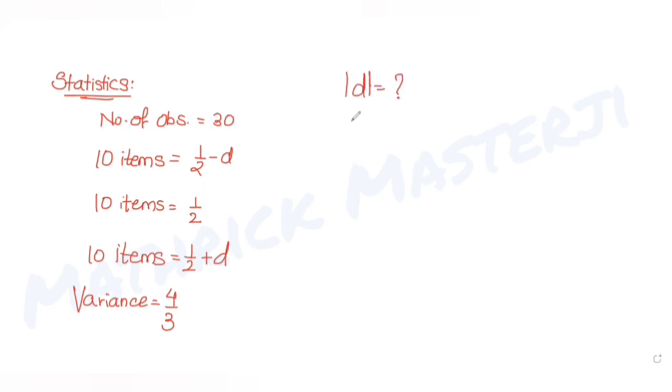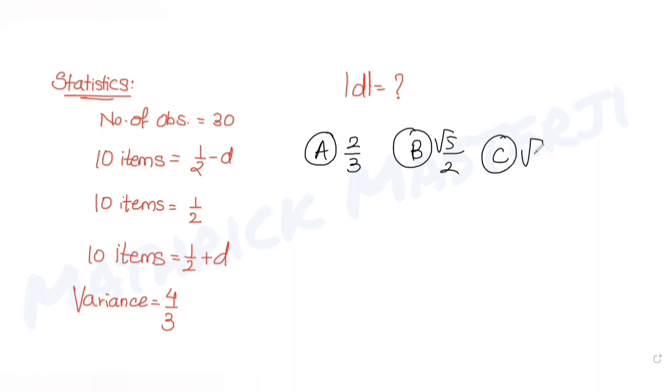So we need to figure this out. The answer choices given to us are: 2 over 3, the second being root 5 over 2, the third being root 2, and the last answer choice is 2. We need to figure out which answer choice is correct for this question. So let's figure it out.